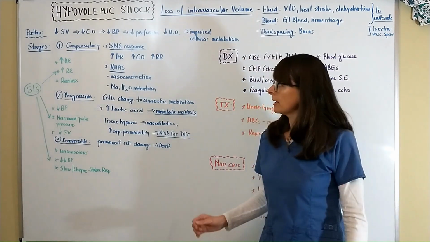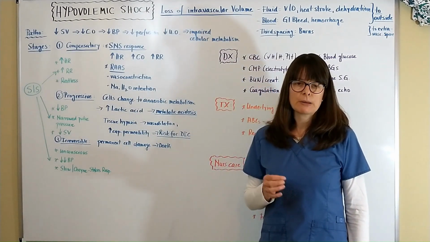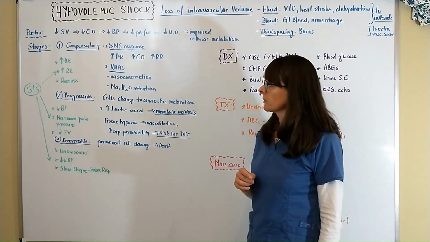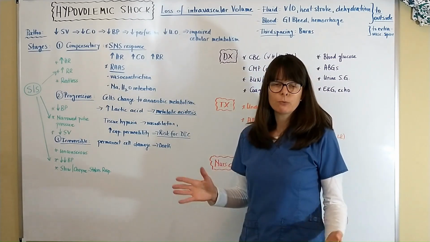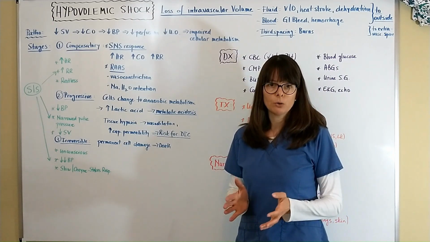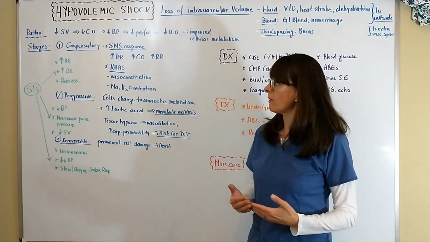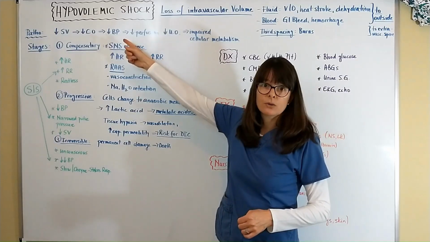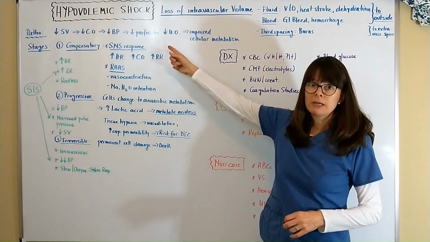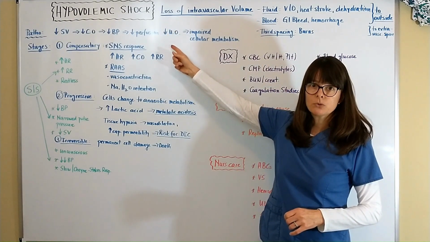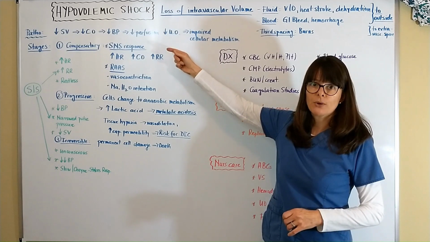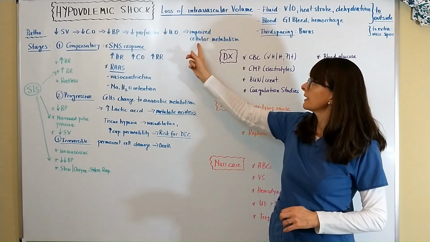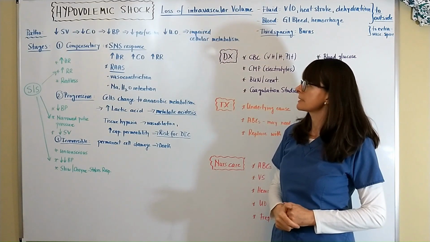And whenever we think about loss of intravascular space, we have to talk about cardiac output and stroke volume. So pathophysiologically, if we now have decreased volume, we're going to have decreased stroke volume, which then leads to decreased cardiac output, which decreases the blood pressure, which means that our organs are not being perfused. The body is going to hold on to every drop of fluid, and therefore we have decreased urine output, and then eventually we'll have impaired cellular metabolism.